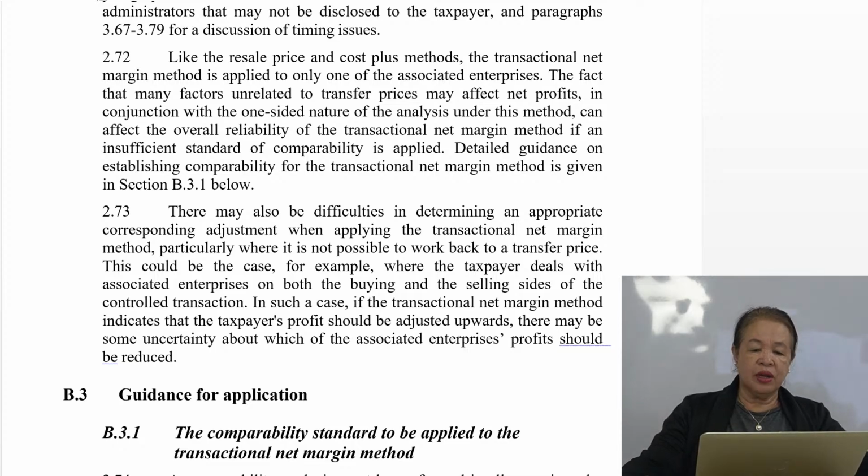No? So there may also be difficulties in determining appropriate corresponding adjustments when applying the transactional net margin method. So particularly where it is not possible to work back to a transfer price. No? So this could be the case, for example, where the taxpayer deals with associated enterprises on both the buying and the selling sides of the controlled transaction. Also in such a case, if the transactional net margin method indicates that the taxpayer's profit should be adjusted upwards, no, there may be some uncertainty about which of the associated enterprises' profit should be reduced. No? So yun yung weakness ng transactional method.